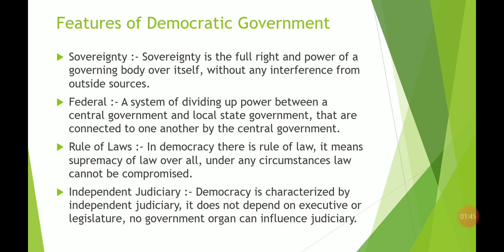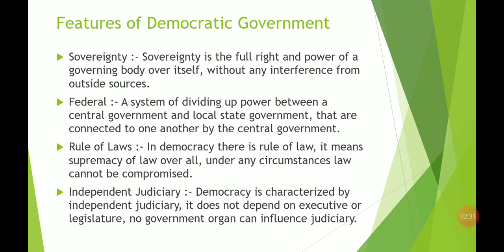The second one is the federal form of government. This is a system that divides the power between the central government and the state governments, so that no government can monopolize power. All the state governments have separate powers, but they are connected to the central government, meaning the last decision is taken only by the central government.